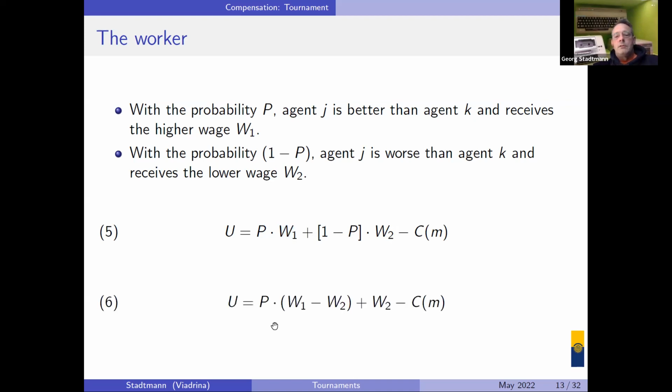Now we can write P out of brackets, like we have a P here and a P there. So we get P times W1 minus W2 plus W2 minus CM. This is the utility for the worker. We'll come back to the utility function later on. Now, I would like to talk about the probability function. How does this probability function look like?